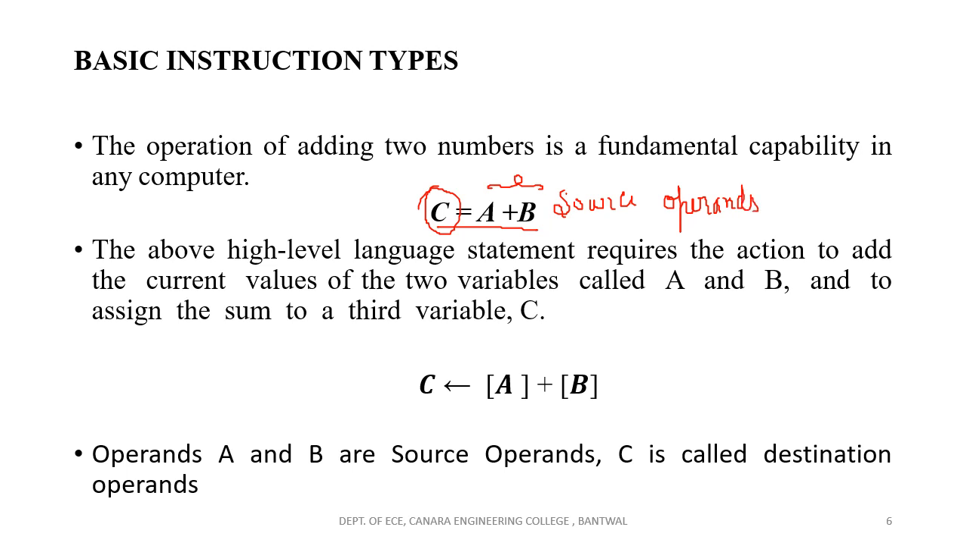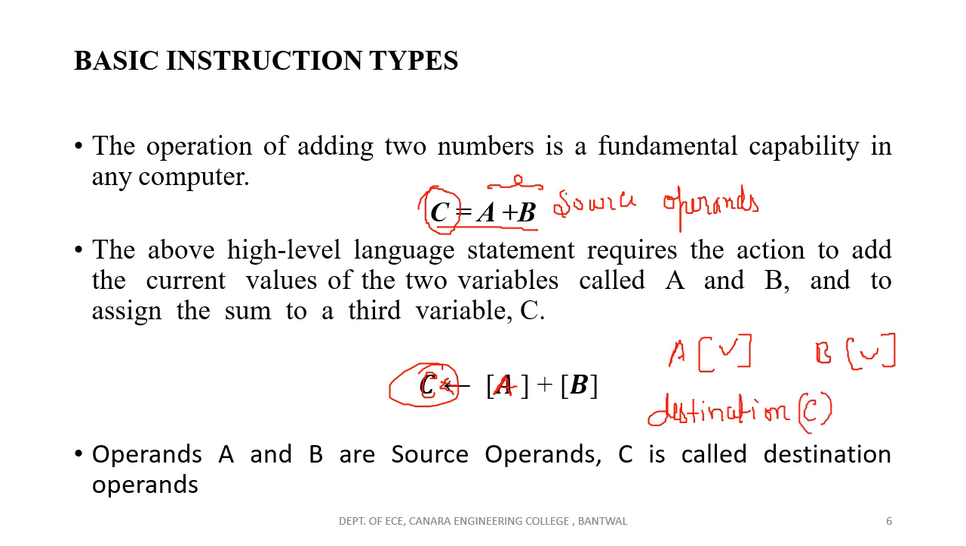So here, in case of a high level language, we can represent it as C: if you add the content of A and B, where A is one location and B is one location, the content of A and B are added and assigned to the destination location C. Here the destination is C. These are also called operands: the destination operand, and these two are the source operands.